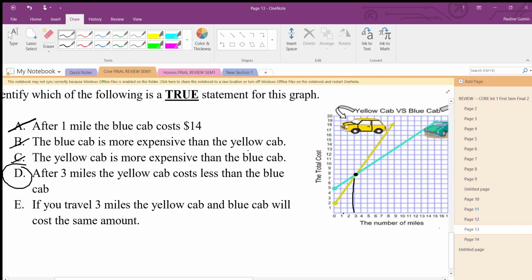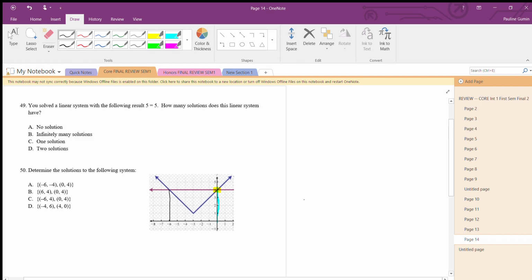Okay, guys, final page. Final page. You can do it. All right, let's see.